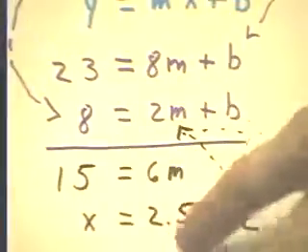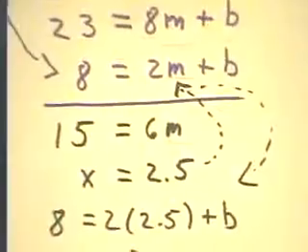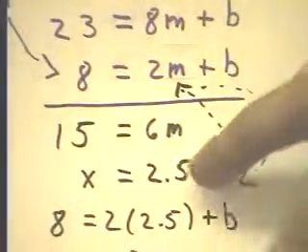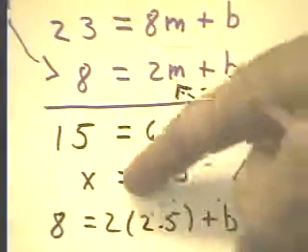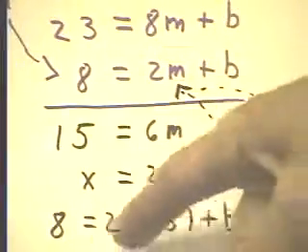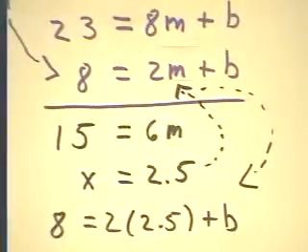Now, when we have m equals 2.5, we substitute that in for m into, okay, we bring this back into this equation, bring it around here, and it's going to substitute for m. Again, it's not x, it's m. So it's 2 times 2.5 plus b, and that's going to be equal to 8. We immediately get b equals 3.